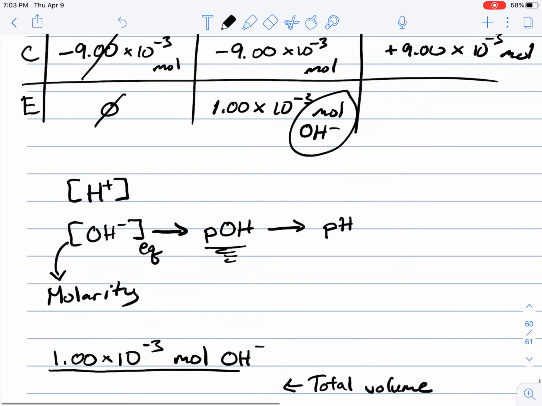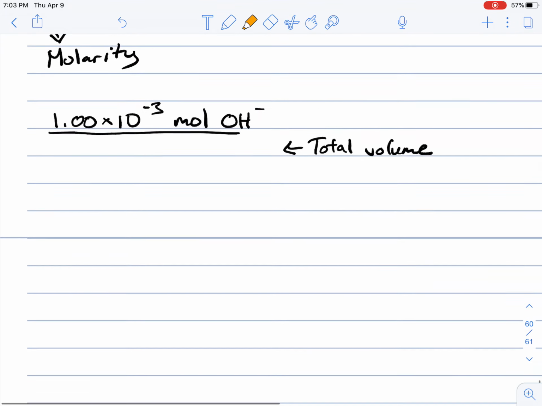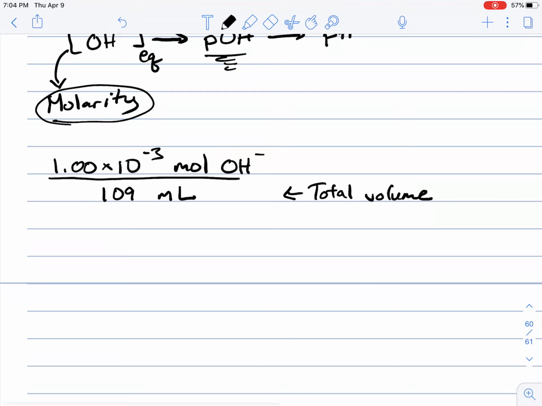And so the total volume is the initial volume plus the amount that we added to it. And so 100 plus 9 is 109 mils. And so the total volume is 109 milliliters. But since we're trying to calculate molarity, we know that molarity is in moles per liter. And so therefore, we need to move that decimal place. We need to convert milliliters to liters. And I'm going to move that decimal place 3 times to the left to express it in terms of liters.